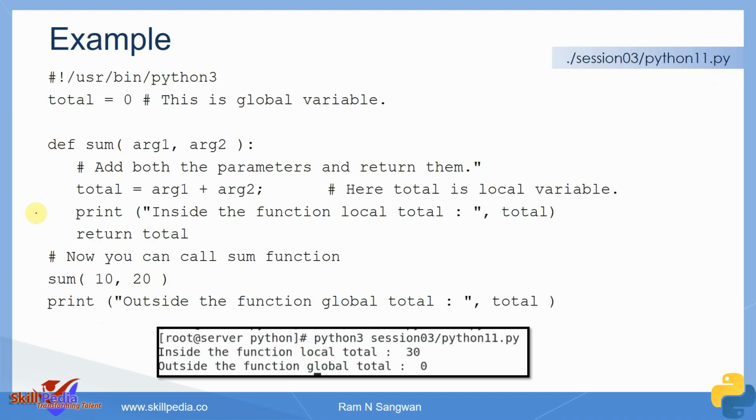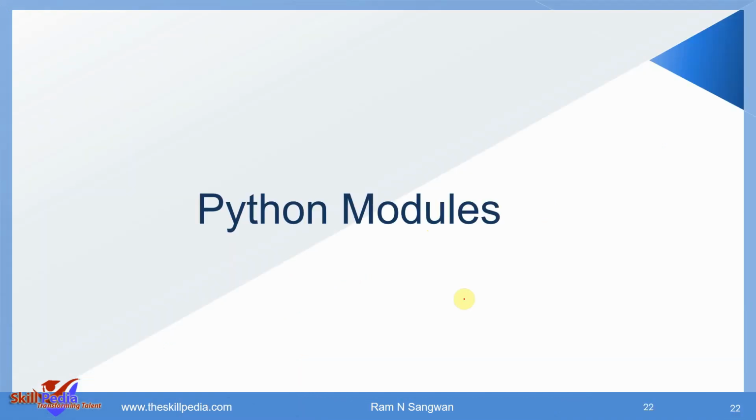This is an example. Total is 0. This is a global variable. Defining the sum, argument 1, argument 2. Total is argument 1 plus argument 2. Inside the function trying to print the value, return the value. Return whatever is stored inside the total, like if you are passing 10 and 20, which will be 30.